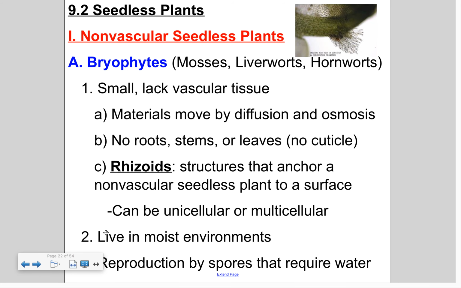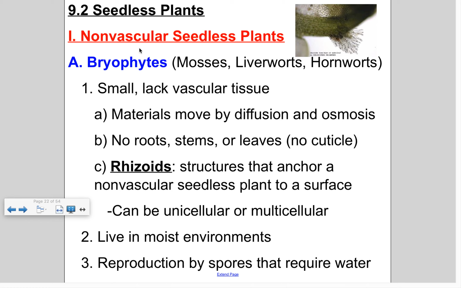We'll start with the non-vascular seedless plants. Non-vascular means they do not have vascular tissue. Examples of vascular tissue are xylem and phloem. Xylem moves water, phloem moves food. And so they don't have specialized structures to move those items.